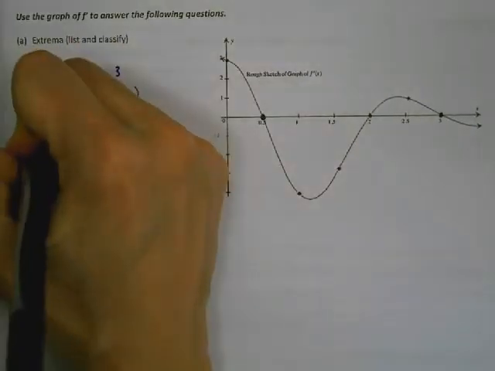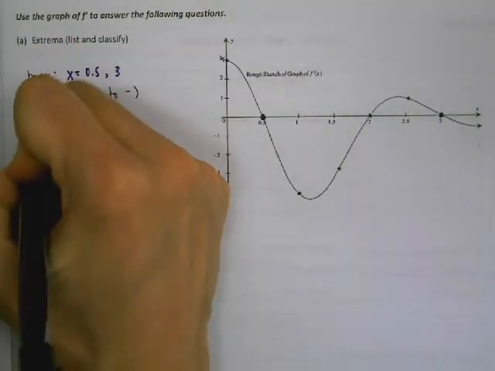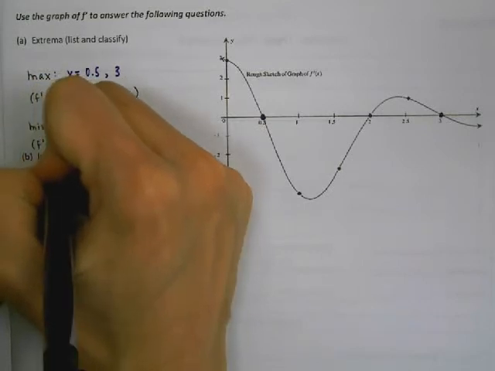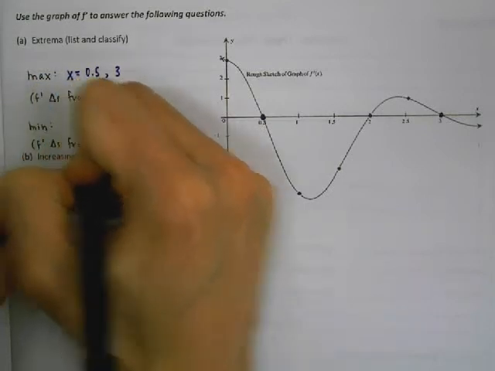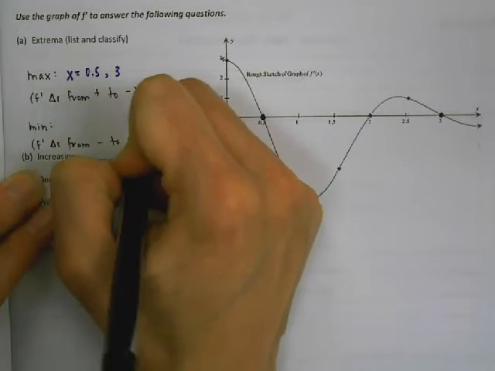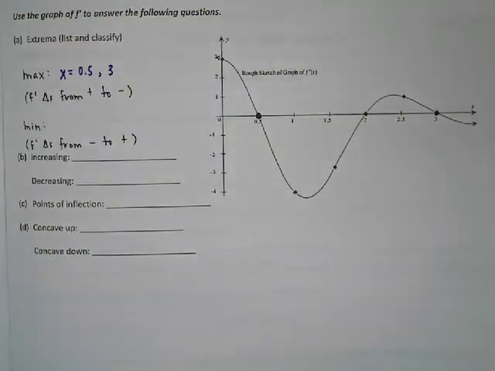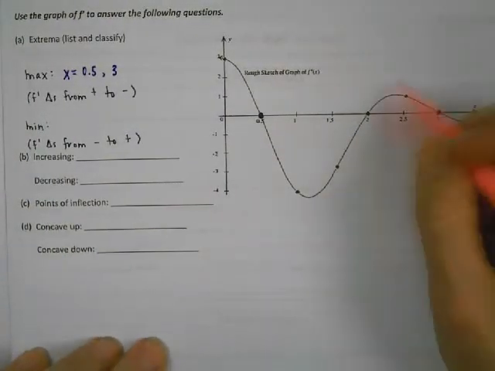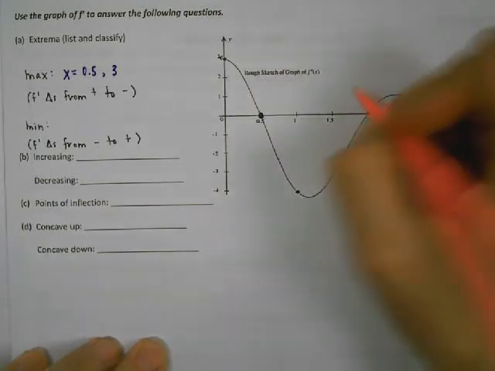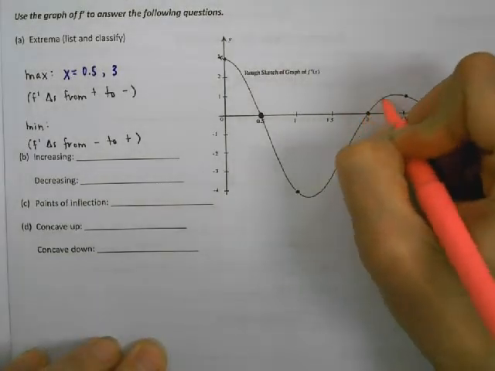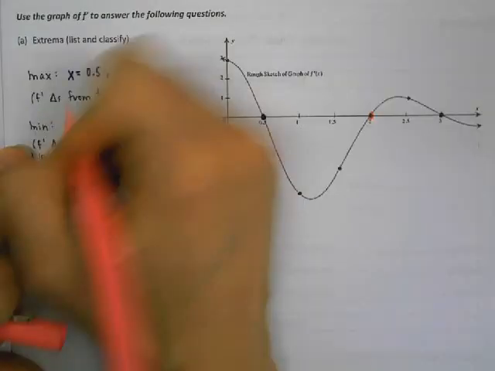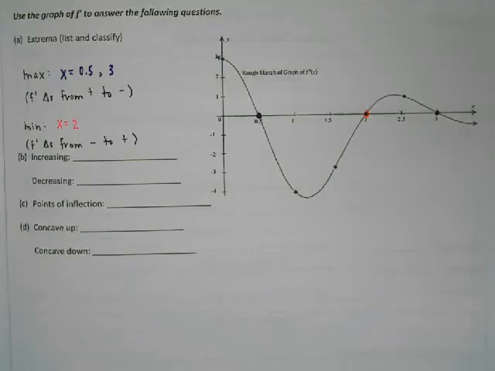For my minimum values, I know this is going to occur where f prime changes from negative to positive. So now I'm looking at where the graph goes from below to above the x-axis. So I change from below to above here at x equals 2. So those are my extreme values.